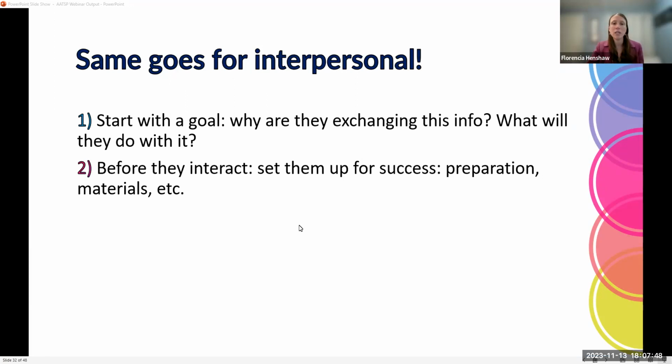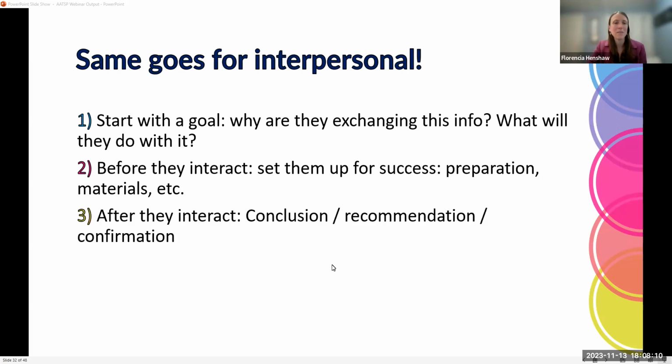Before they interact, we need to set them up for success, right? So we need a lot of preparation materials. Of course, needless to say, interpersonal being the trickiest of all the modes needs to happen after a lot of input and very scaffolded output, right? They're not going to be quite ready for full-on interpersonal without a lot of this preparation, especially at the beginning.